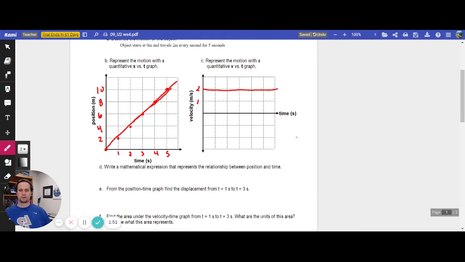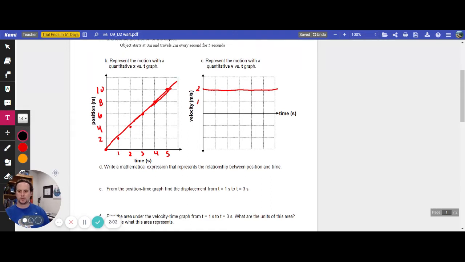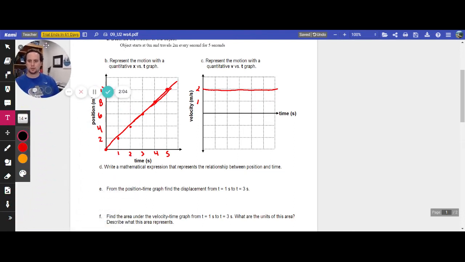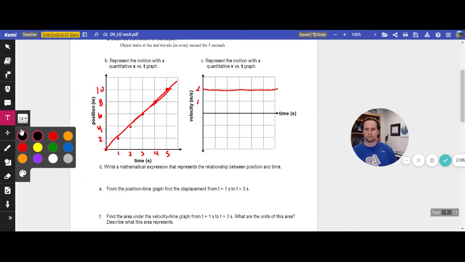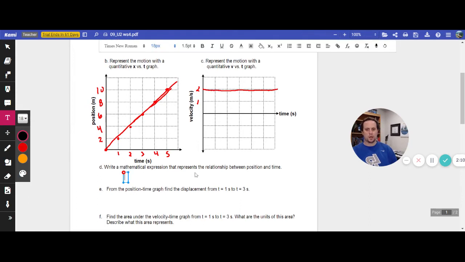So pretty simple there. Now the next piece in our model is to write a mathematical expression that represents a relationship between position and time. I'm going to go ahead and type that in as a text box as well. Just like earlier, I'll make it a little bigger. Let's move myself over here. There we go, text font size 18. So this is position time.